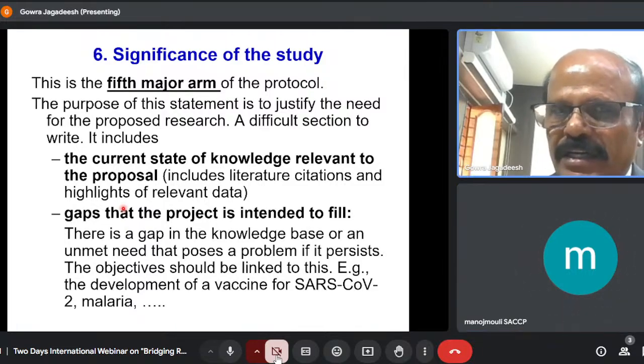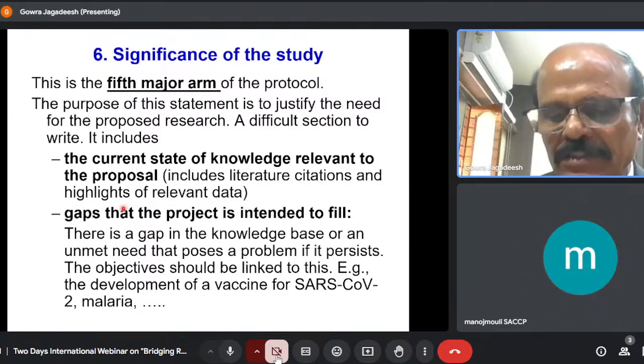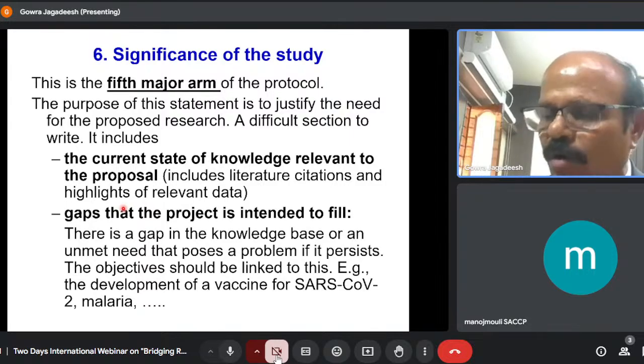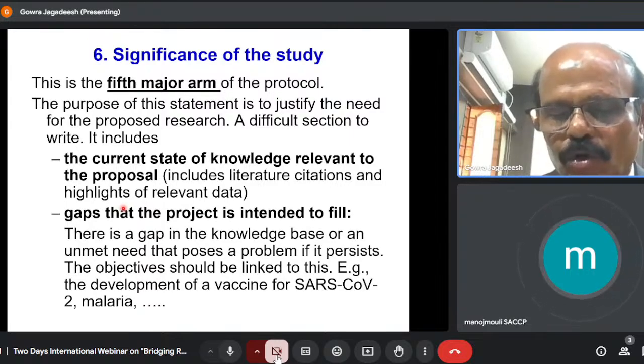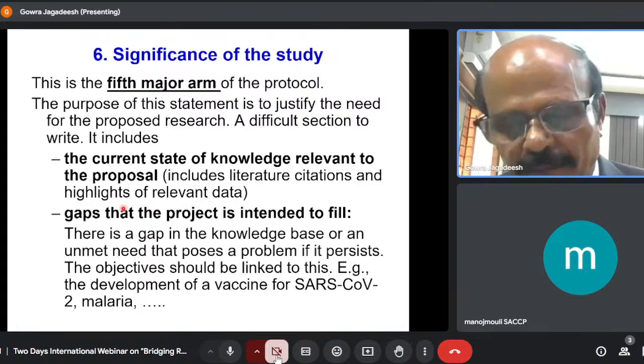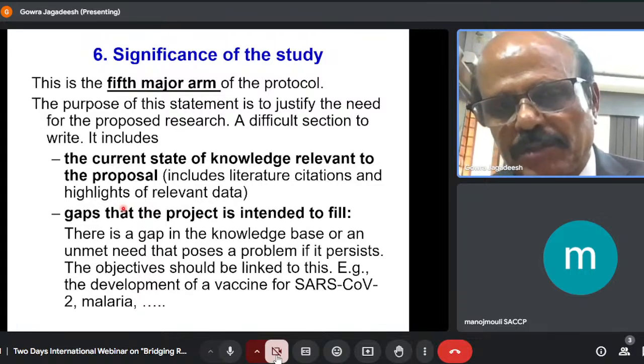You should write down the current state of knowledge relevant to the proposal. Many people in this section write a review of literature and ask the readers to pick up whatever they want. No, you cannot throw the points to others to understand. You must come up with the points on why your project is relevant. Why are you taking up this project?